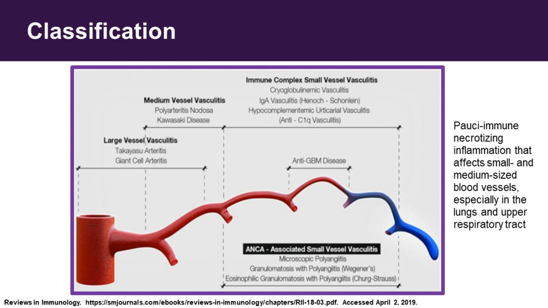EGPA, or eosinophilic granulomatosis with polyangiitis, was previously referred to as Churg-Strauss, and is part of the ANCA-associated vasculitides, which is a small vessel vasculitis, so affecting the small to medium-sized blood vessels. It's a post-immune necrotizing inflammation, and it especially affects the lungs and upper respiratory tract.